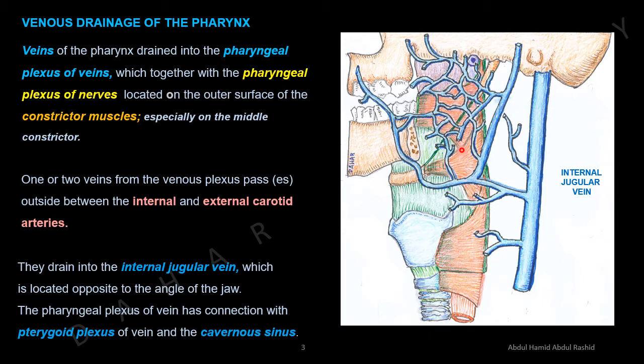One or two veins from the venous plexus pass outside between the internal and external carotid arteries. They drain into the internal jugular vein, which is located opposite to the angle of the jaw. The pharyngeal plexus of vein has connection with pterygoid plexus of vein and the cavernous sinus.